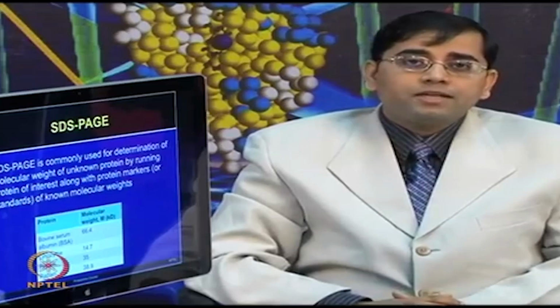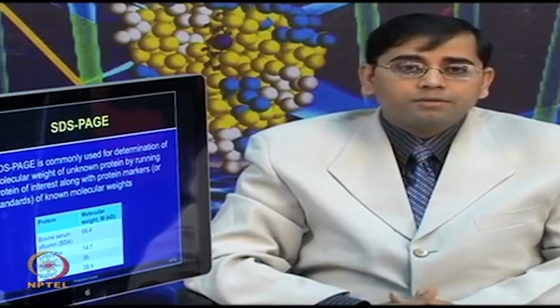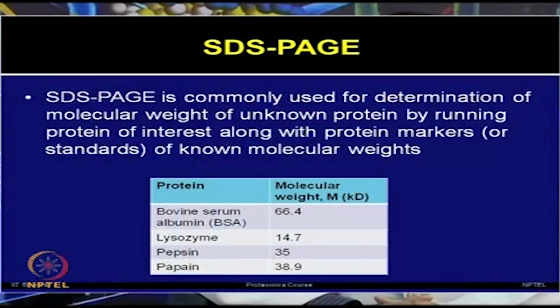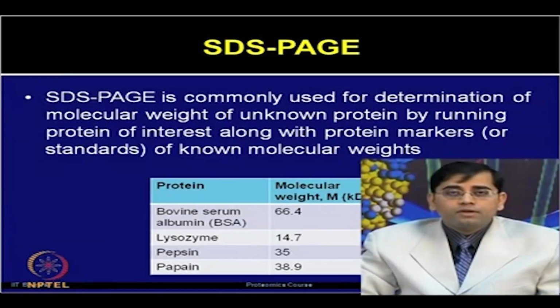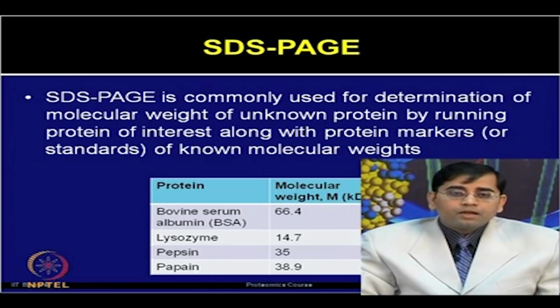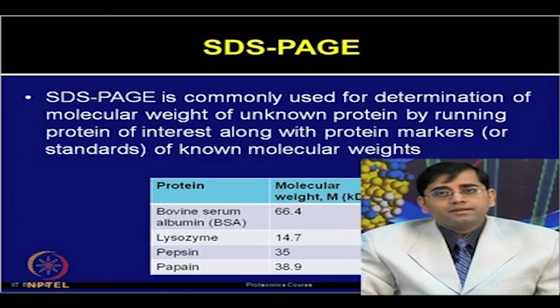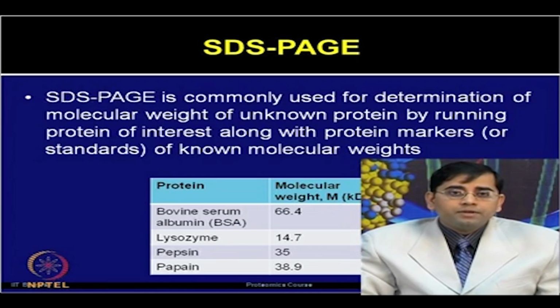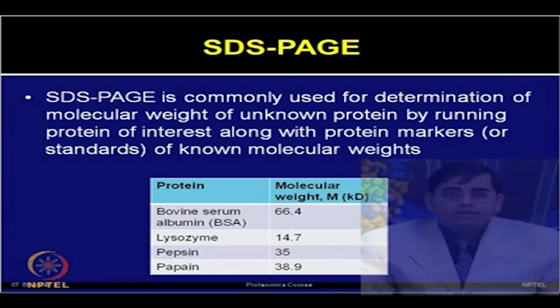So, SDS-PAGE is one of the very commonly used methods for determining the molecular weight of a protein of your choice, or an unknown protein for which you want to know the molecular weight. If you run the standard protein markers along with your unknown protein, you can determine the molecular weight of the unknown proteins.